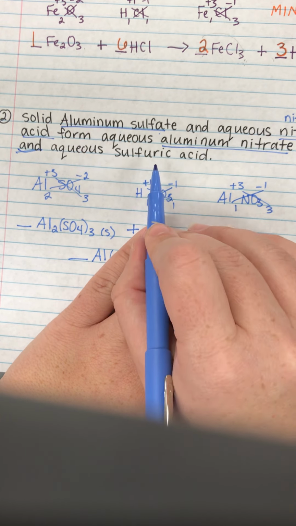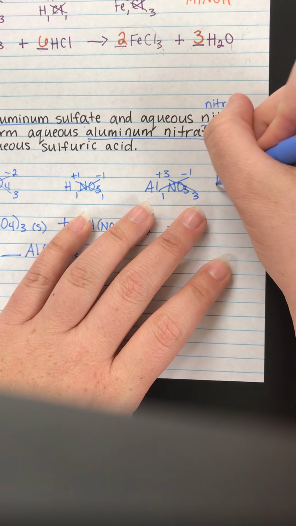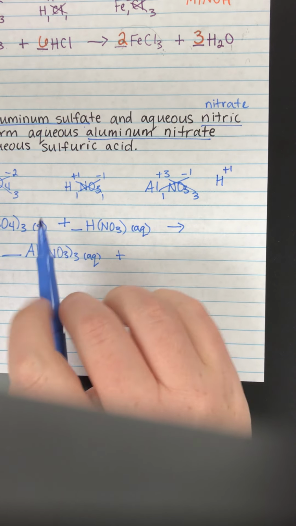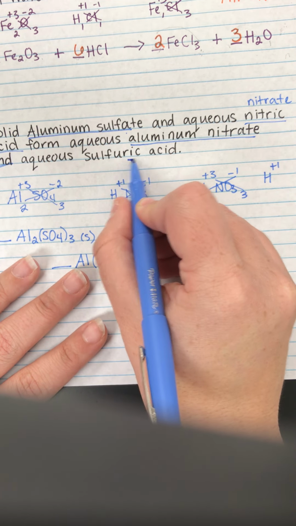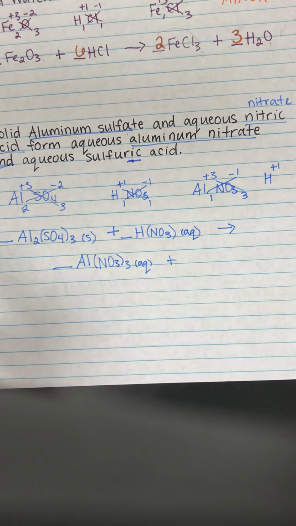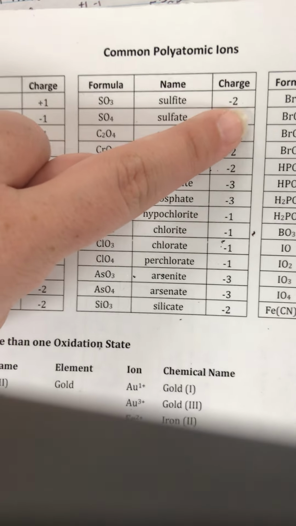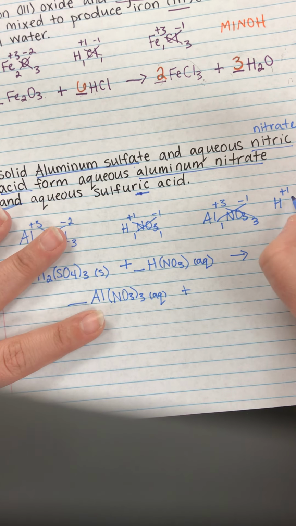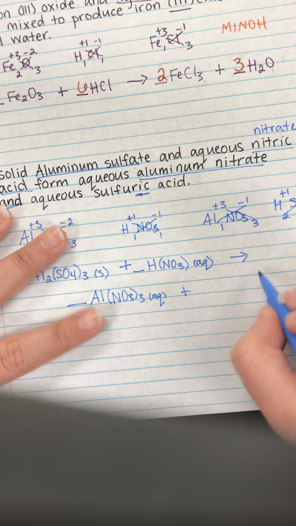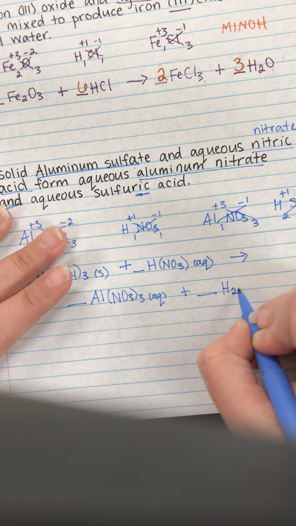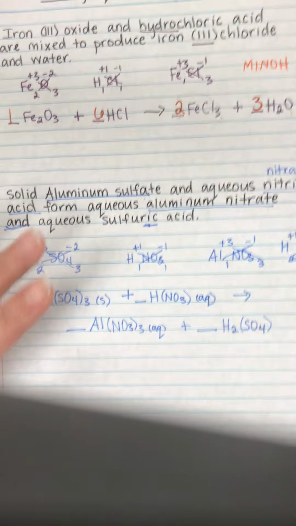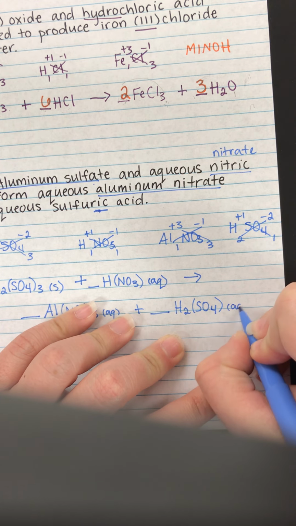I'm going to crisscross charges up here again. Aqueous sulfuric acid. So again, all acids start with H, +1 charge. Sulfuric, notice it doesn't say hydro again, so it's going to be a polyatomic ion. The polyatomic ion is going to be sulfate, which is SO4, and the charge is -2. So then it's going to be H2 parentheses SO4. All right, and this is also aqueous, so I'm going to write AQ after it.